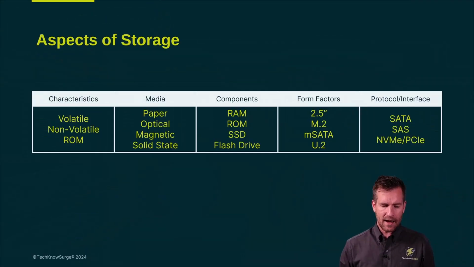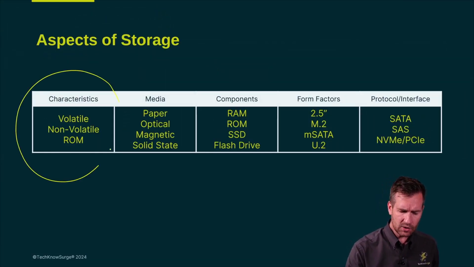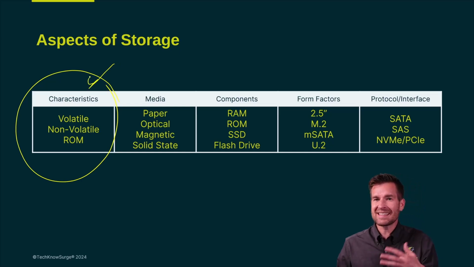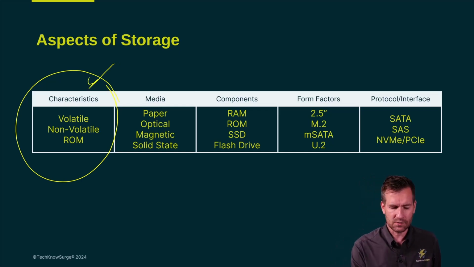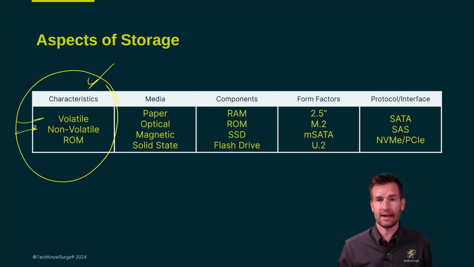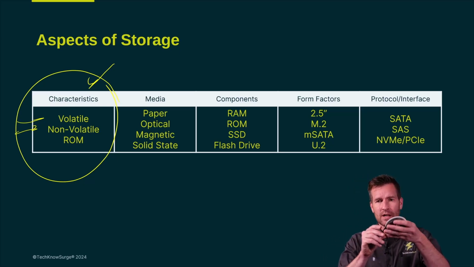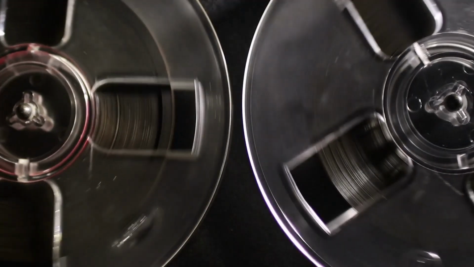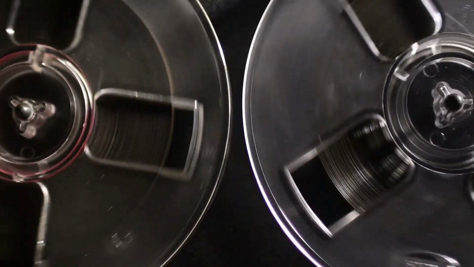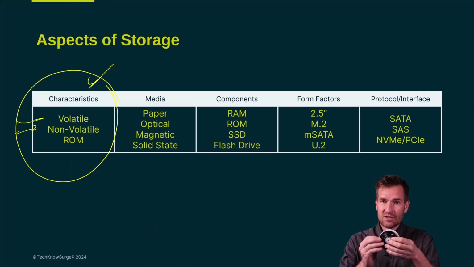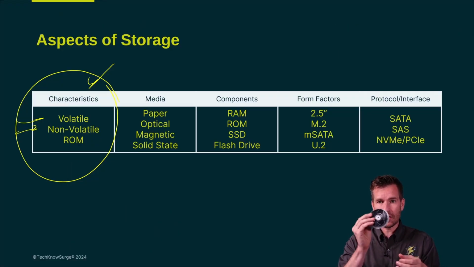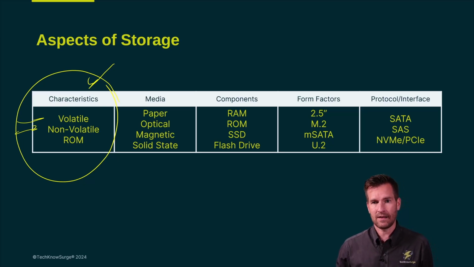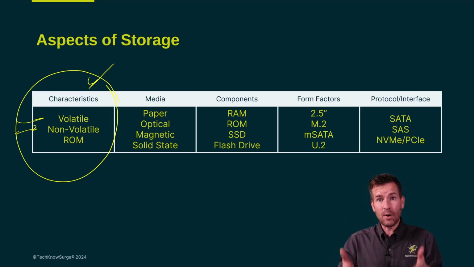So we're going to talk about characteristics. Characteristics is how these things perform and act. For instance, is it volatile or non-volatile? We're going to talk about the media, what exactly it's stored on. This is an example of magnetic media. So what is it being stored on, and what is the technology that we actually store this stuff on? Or what type of component it is.